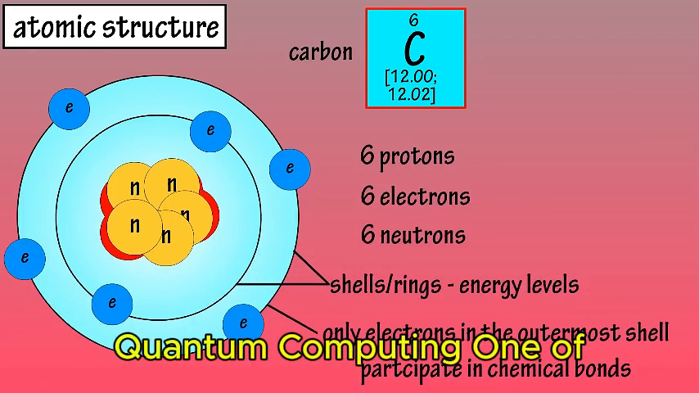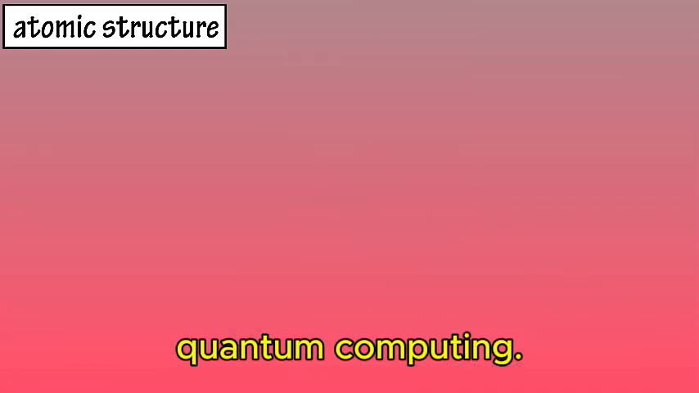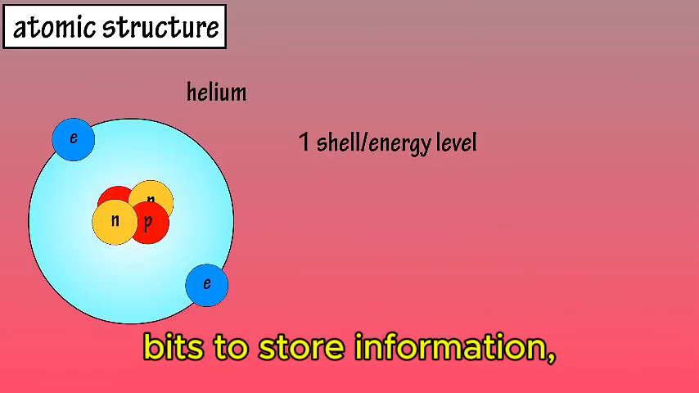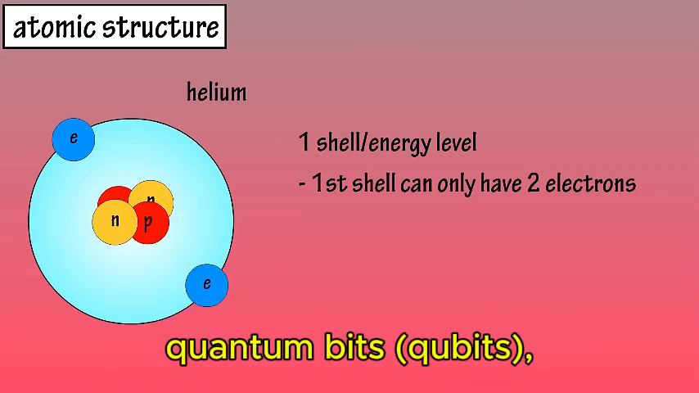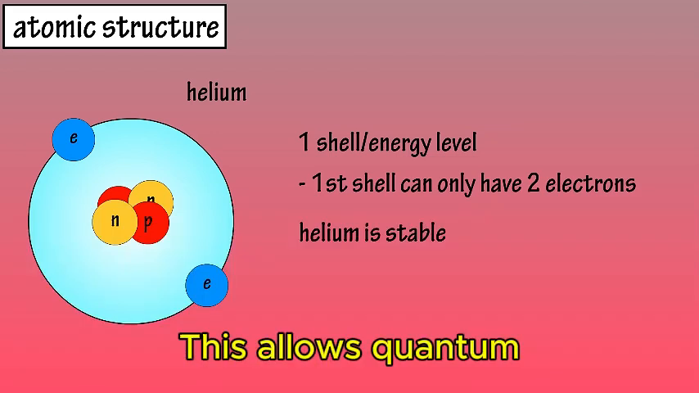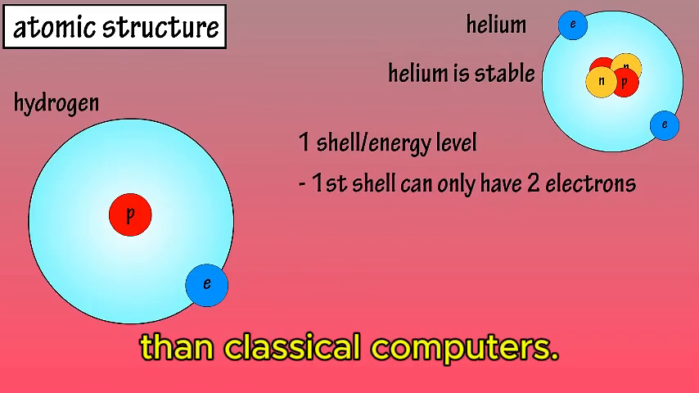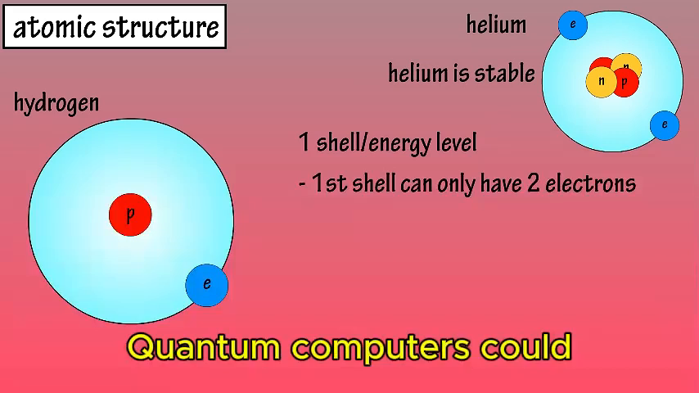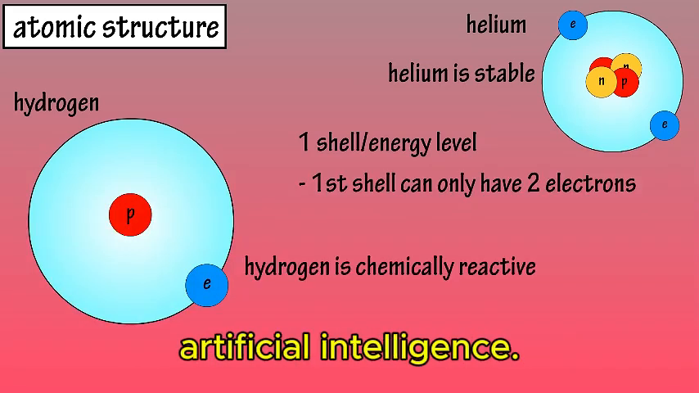Quantum computing. One of the most exciting areas of atomic science is quantum computing. Traditional computers use bits to store information, but quantum computers use quantum bits, or qubits, which can exist in multiple states at once. This allows quantum computers to process information much faster than classical computers. Quantum computers could revolutionize everything from medicine to artificial intelligence.